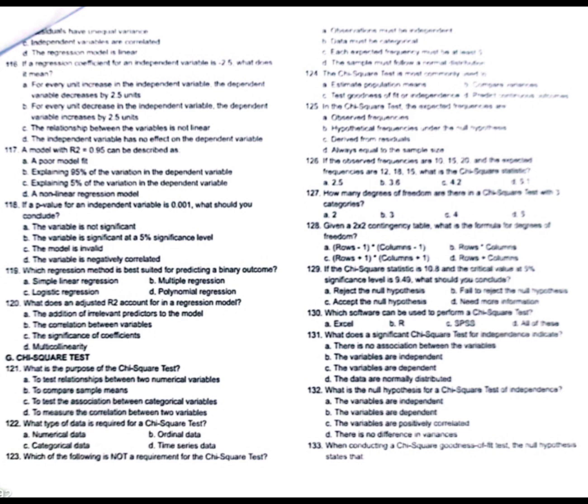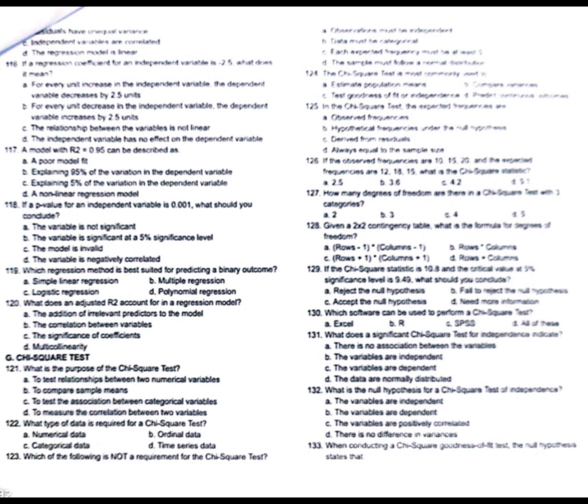The 123 answer is letter D. 124. The chi-squared test is most commonly used in what? The test of independence. Letter C. In a chi-squared test, the expected frequencies are blank. Letter B. Hypothetical frequencies under the null hypothesis.